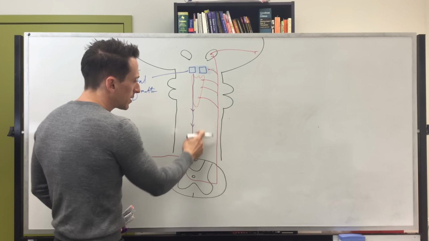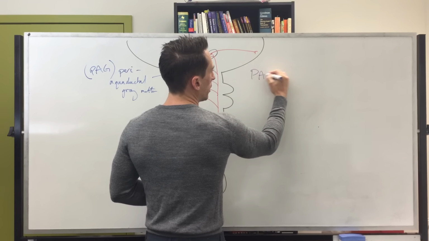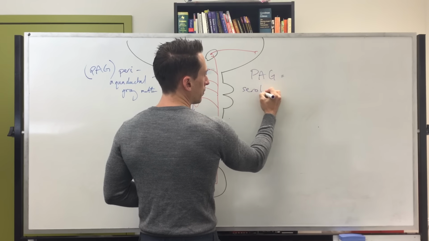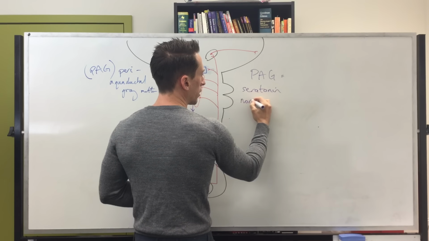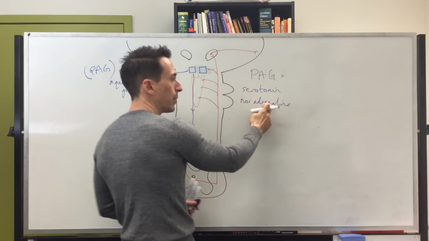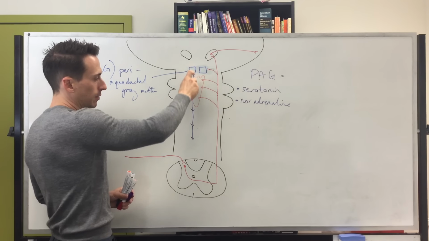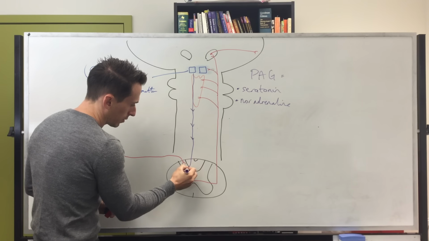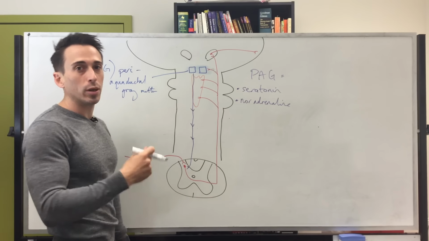Well, these descending signals, the neurotransmitters that are used here from the PAG are serotonin and noradrenaline. Now, if you're American, that's norepinephrine. These are the neurotransmitters used for this descending pathway. And what happens is when they get down to the spinal cord, for example, they release certain opioids.